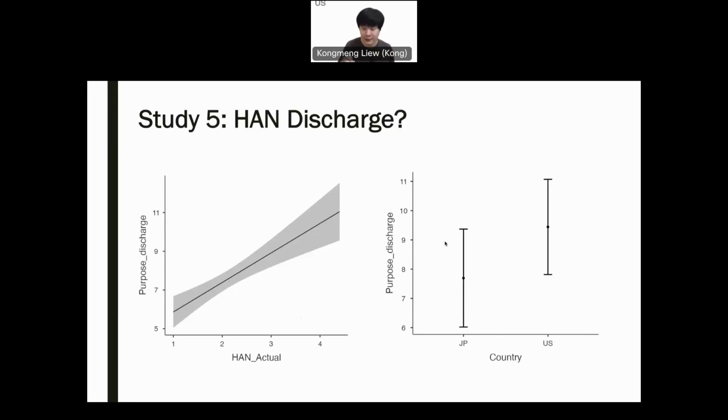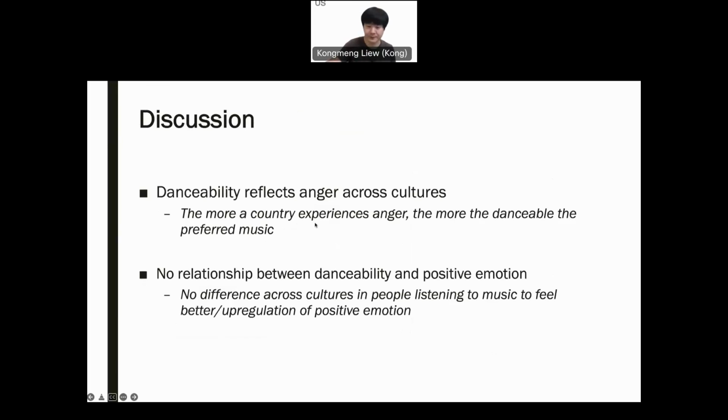And what we found was that in the US, people were more likely to use discharge regulation than in Japan. And even when we controlled for culture, we found that people with high experiences of negative emotions were more likely to rely on discharge regulation in music.